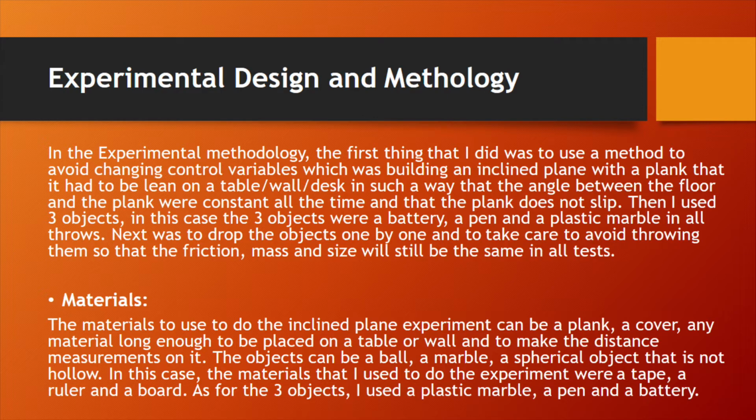Materials. The materials to use for the inclined plane experiment can be a plank, a cover, or any material long enough to be placed on a table or wall, and to make the distance measurements on it. The objects can be a ball, a marble, or a spherical object that is not hollow. In this case, the materials that I used were tape, a ruler, and a board. As for the three objects, I used a plastic marble, a pen, and a battery.